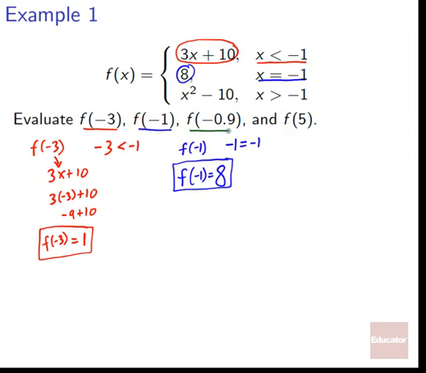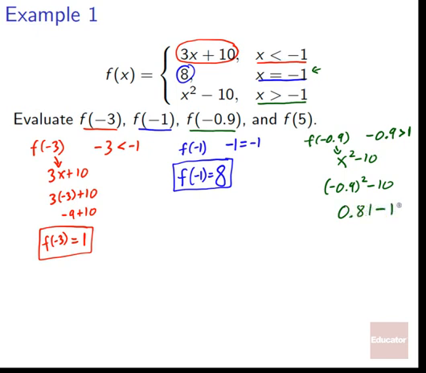What about f of negative 0.9? Well, it's really close to negative 1, but remember, that rule only happens on precisely negative 1. So negative 0.9 is, in fact, slightly greater than negative 1, so we use the rule x squared minus 10. We plug in that negative 0.9: negative 0.9 squared minus 10. Negative 0.9 squared is 0.81, which becomes positive. Anything squared becomes positive as long as it's a real number. 0.81 minus 10 becomes negative because the 10 is bigger: negative 9.19. So f of negative 0.9 is equal to negative 9.19.